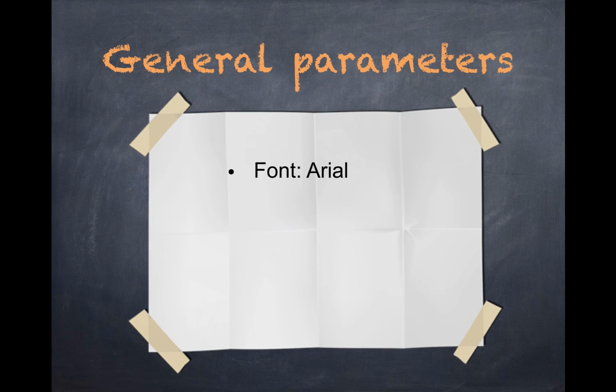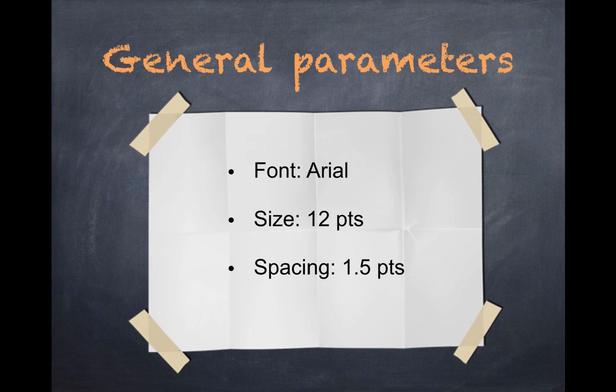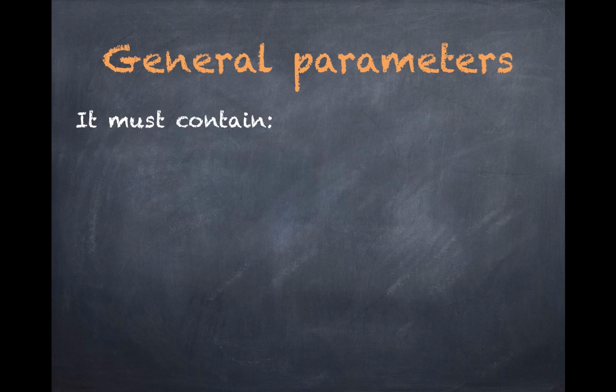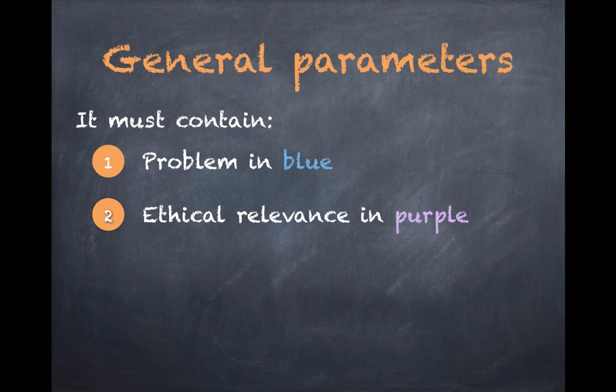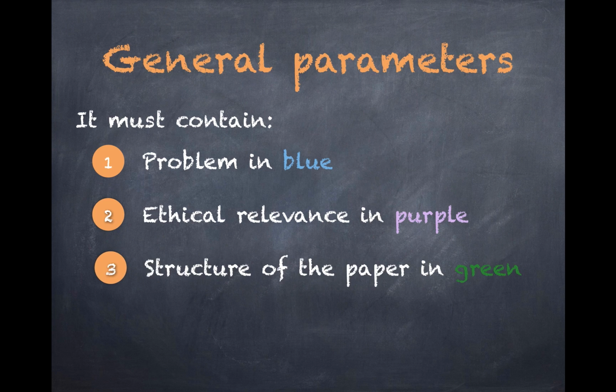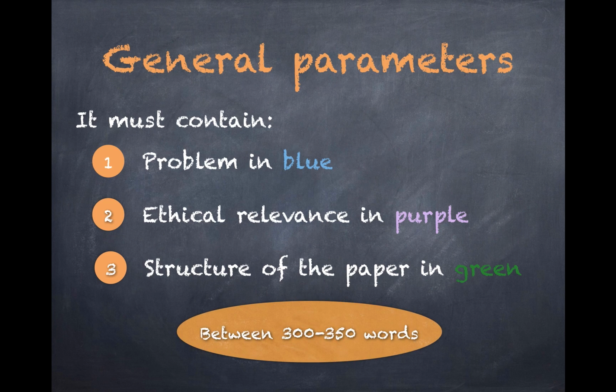Font, Arial, size 12 points, spacing 1.5 points. It must contain the problem in blue, the ethical relevance in purple, and the structure of the paper in green. And it must be between 300 and 350 words.